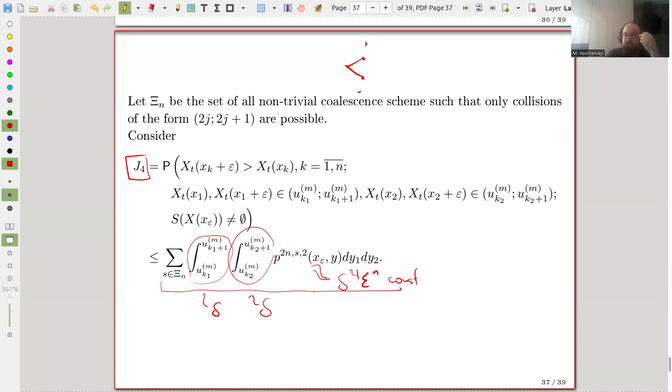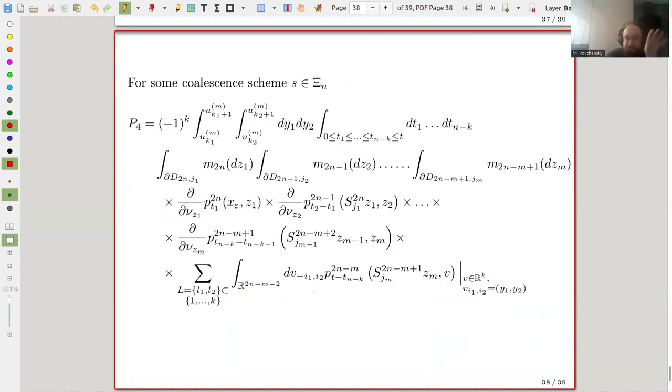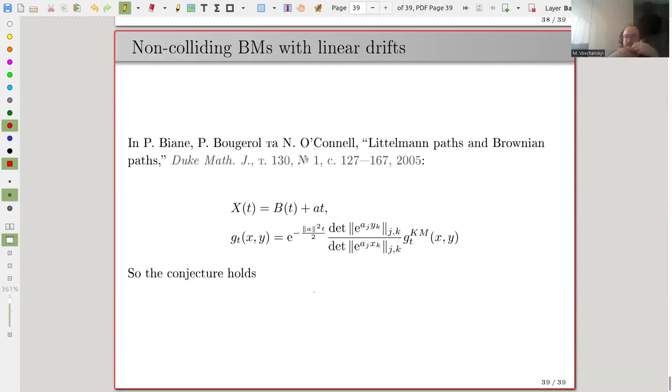Now we want to do the same in the case where drift is present. A motivating example would be as follows. If we have linear drifts, so xk of t is simply bk of t, the Wiener process, plus ak t, then the distribution of such a system is actually known. Note that this determinant can actually be zero when, for instance, a1 equals a2, but then you can calculate the whole expression properly by taking the limit in a proper sense, so it's well defined. And if you now try to push some derivative with respect to y, obviously it's still going to recover the same Vandermonde determinant for x.